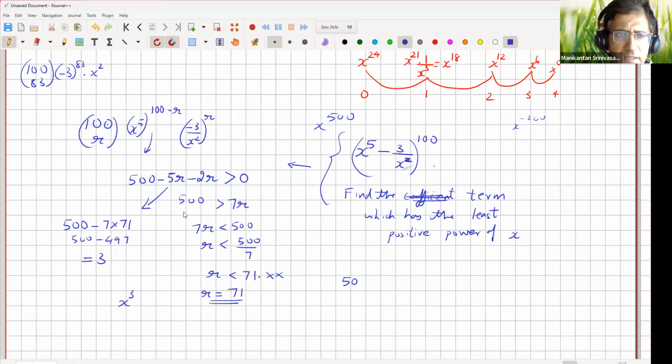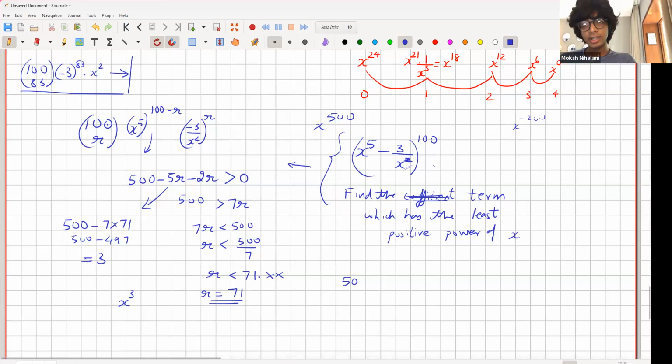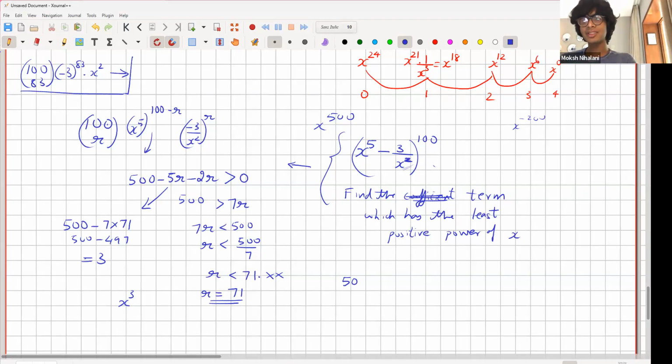You'll get x to the 85 times x to the minus 83, which is x squared. Sorry, this is your answer, right? This is what you called out, correct? Yeah, and that's like an x squared term. You can't have x to the third. I think you messed up somewhere.